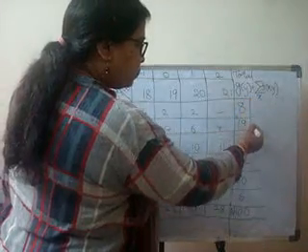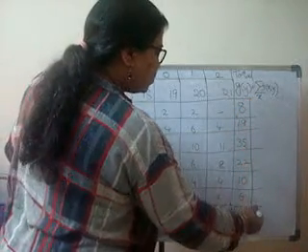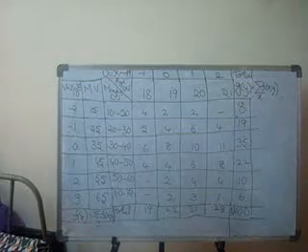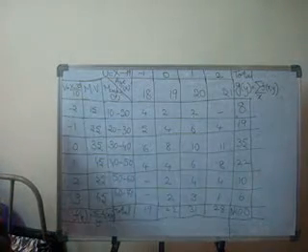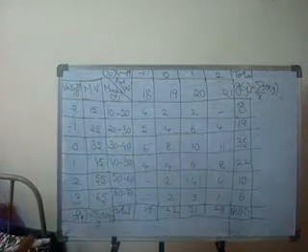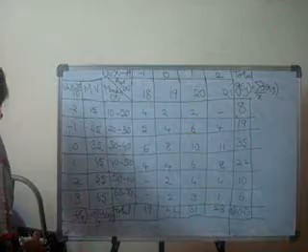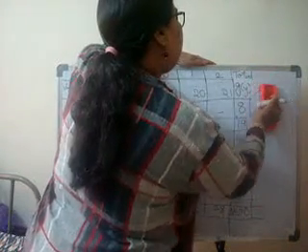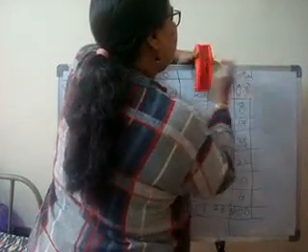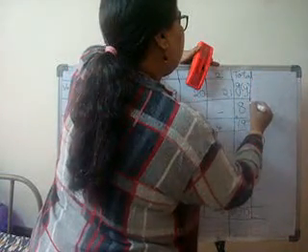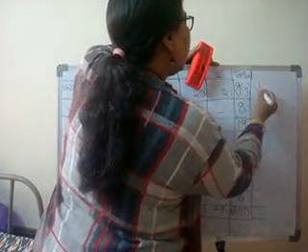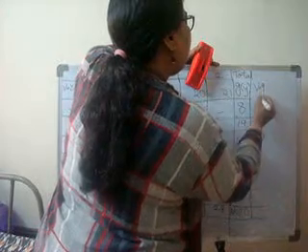Now, next, we have to find out V into G of Y.